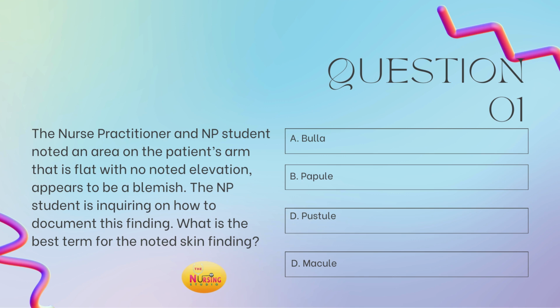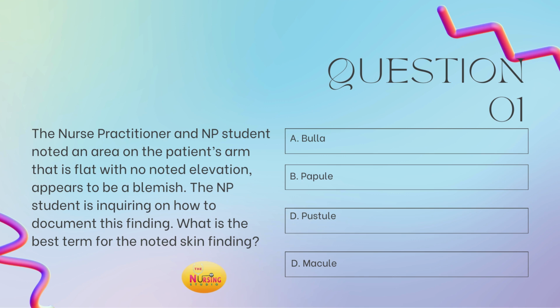Okay. Is it B, a papule? No, papules are more like pimples when you think of it. So papules are small, they're less than 1 centimeter, and they do have elevation. This does not have any elevation, right?